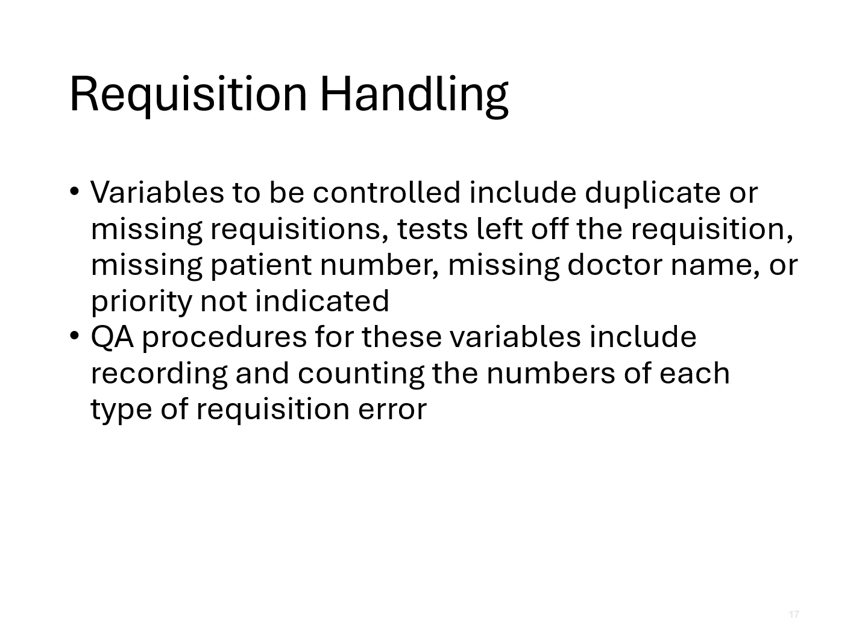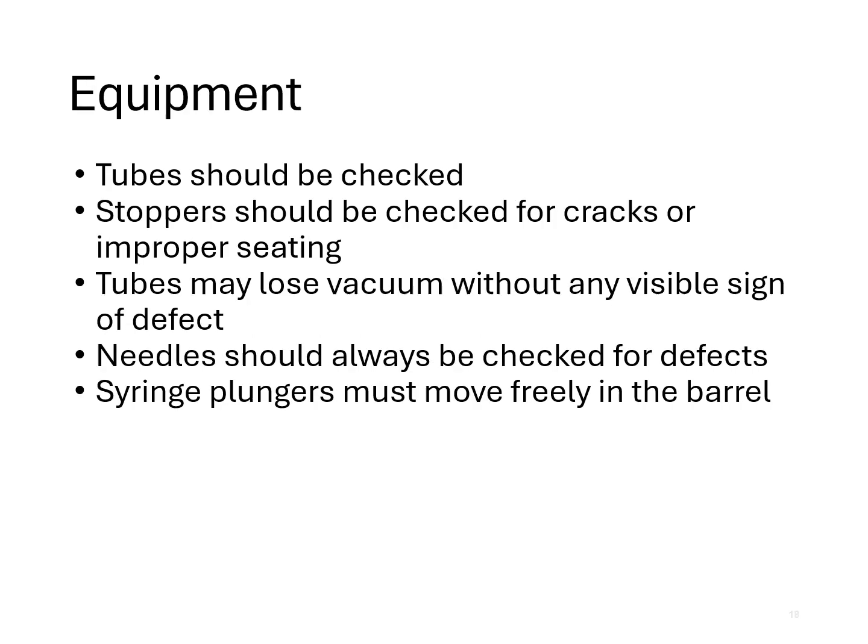The QA procedures for these variables include recording and counting the numbers of each type of requisition error, because if we need to provide education, we have the documentation to show what type of education we need to do. Equipment, so tubes should be checked.